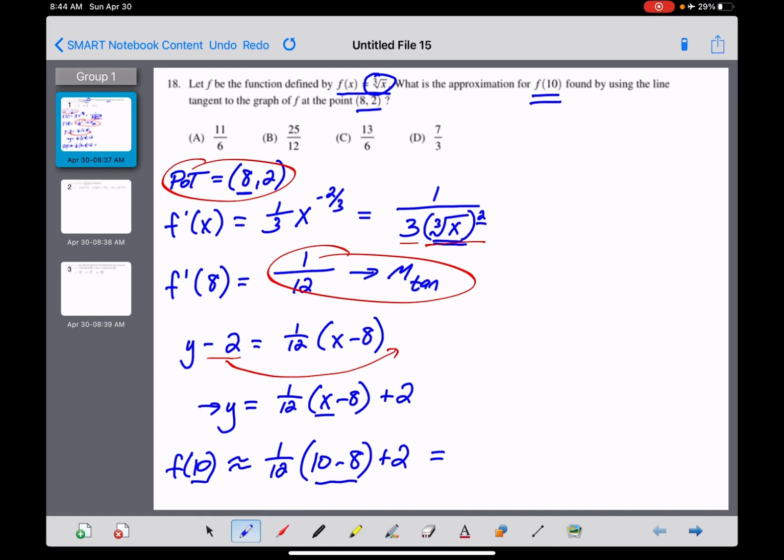The 10 minus 8 is going to get us a 2. 1/12 times 2 is 2/12 or 1/6. And when we add that 1/6 to the 2 here, we're going to get 2 and 1/6. They don't have any mixed numbers in any of their answers, so converting that into an improper fraction, that's going to be 13/6, and our answer for number 18 is C.